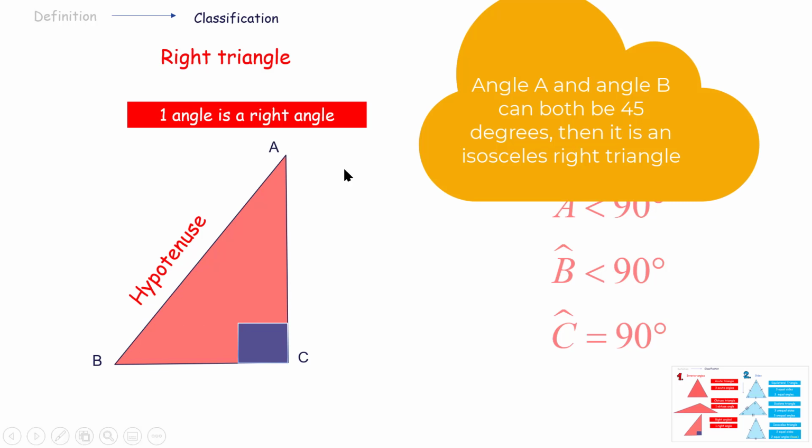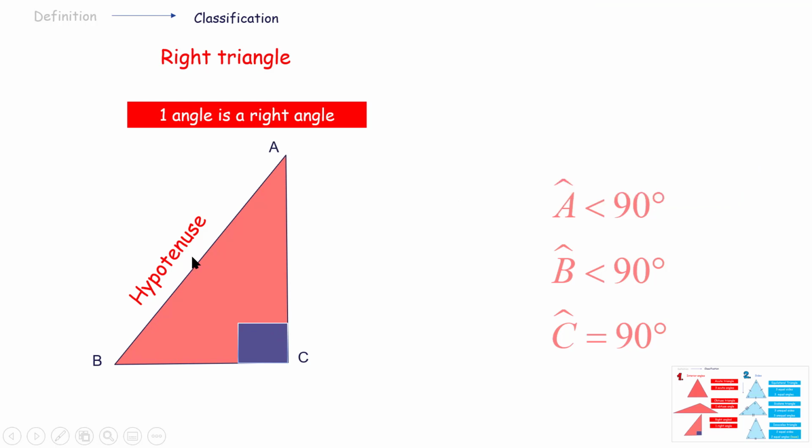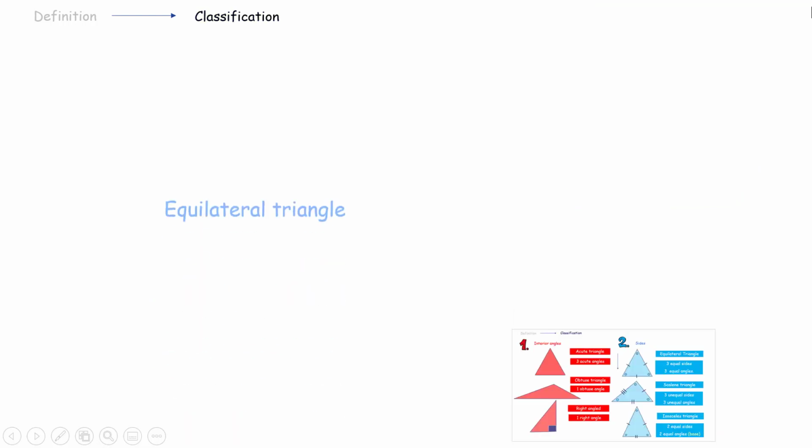And we call this side that is opposite the 90 degree angle in a right triangle the hypotenuse. We're going to use the hypotenuse in later lessons. So let's look at the sides of triangles.